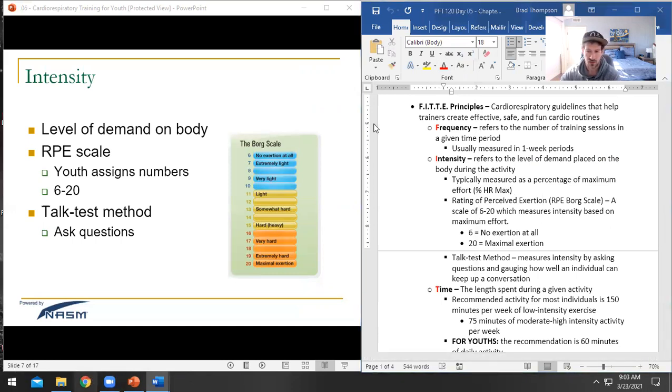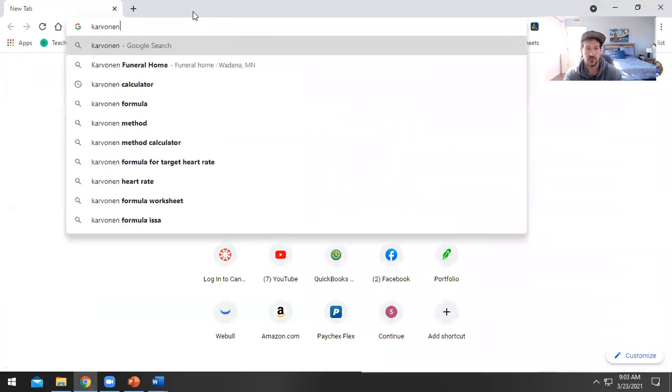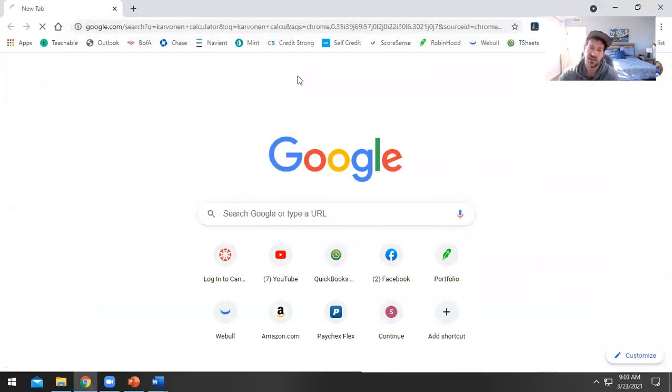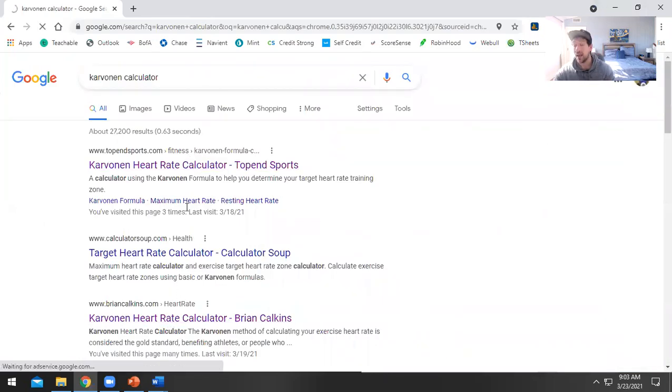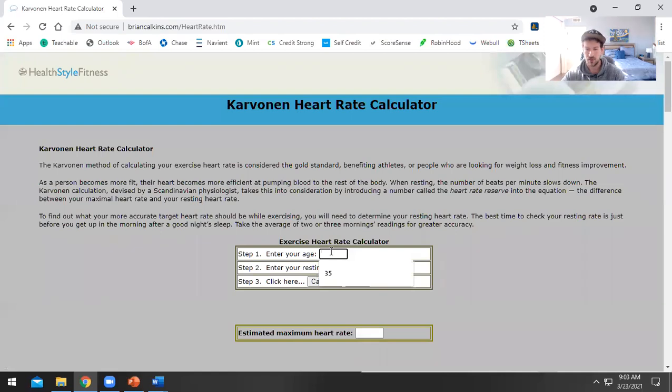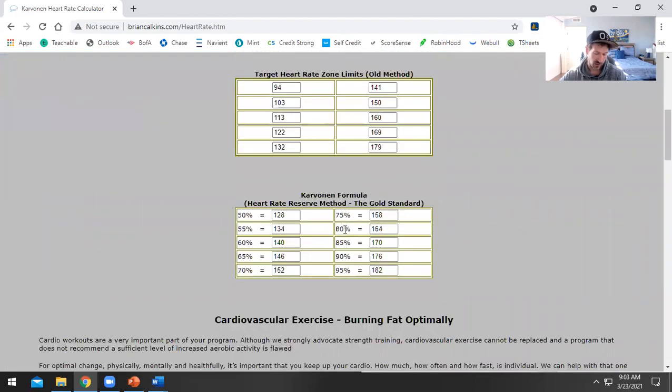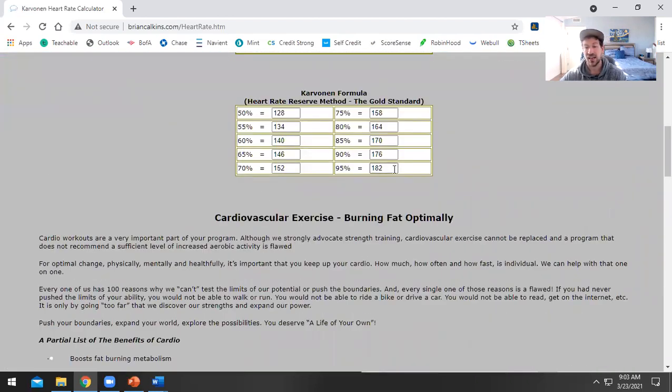So I'll actually show you. Let's see here. We'll go to the Karvonen calculator. Remember from our assessments day, this is how we determine our maximum effort. So for me, that'd be 32. And we'll hit calculate here. So we can see 95% of my heart rate max would be about 182. 100% of my heart rate max would be a little bit higher than that. Why am I so bad at math? So probably closer to 188 is my 100% heart rate max.